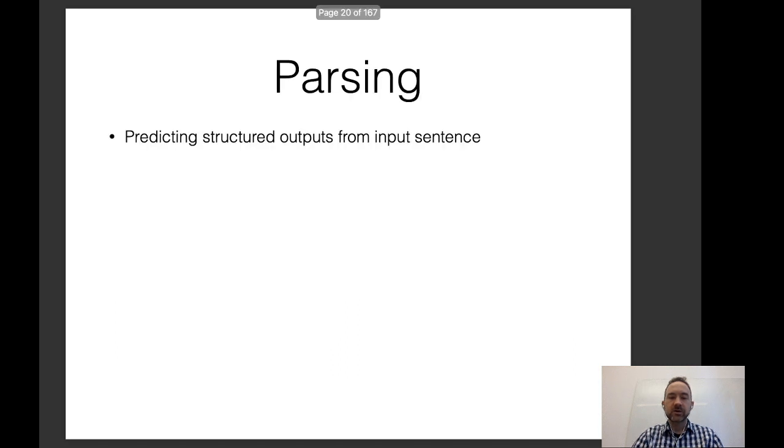So parsing is basically predicting some sort of structured output from an input sentence. And there are a number of different models for parsing.